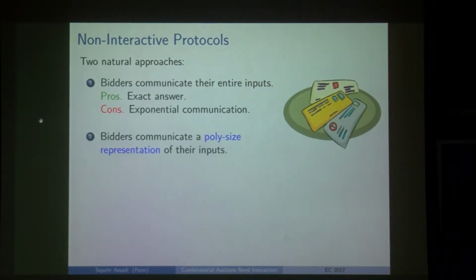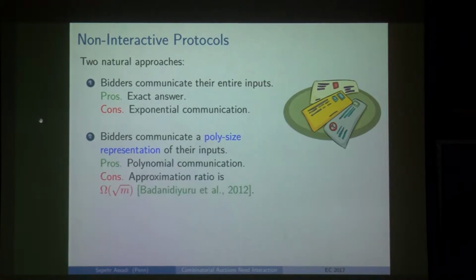Okay. What is the other extreme? Let's ask each player to represent their own input by some polynomial representation, and just send the representation to the central planner. The good thing is that clearly this is now polynomial communication, but if you think about it, you are taking an exponentially large object and compressing it down to a polynomial, so it's going to lose a lot in accuracy. And what's going to happen is that we know the best you can get out of this is at most a square-root approximation.